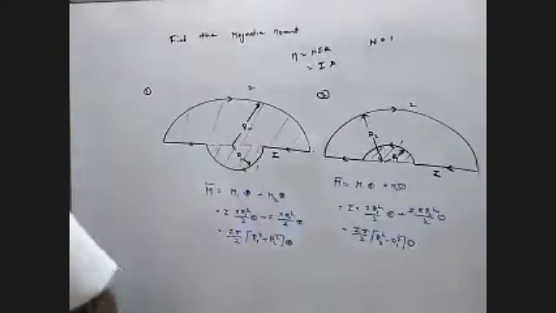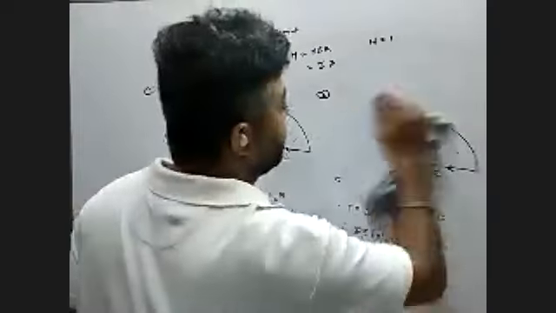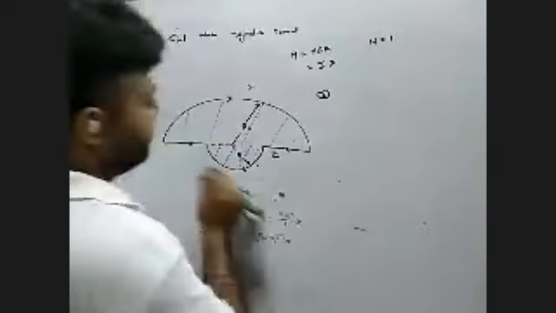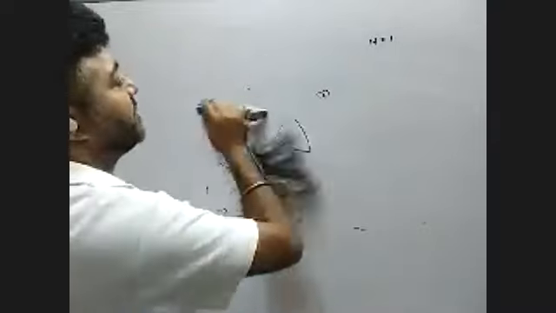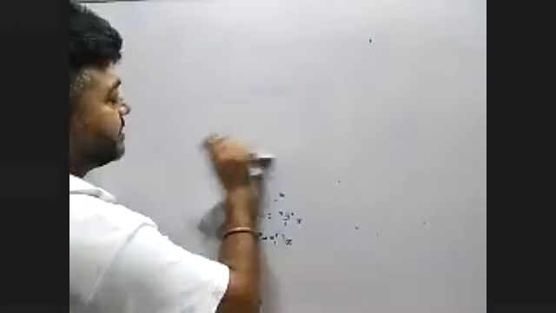Next one is very, very important. Moving coil galvanometer. It is a 5 marks question. The examiner can ask you from that part. Moving coil galvanometer.